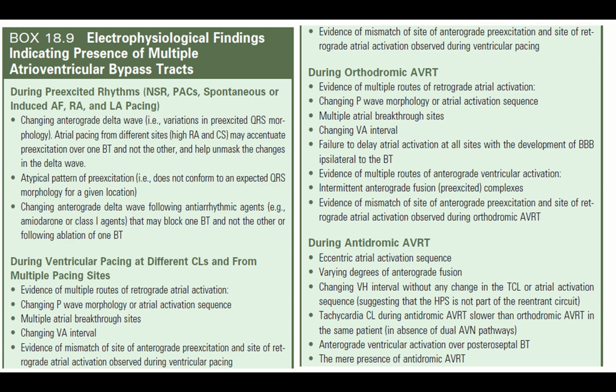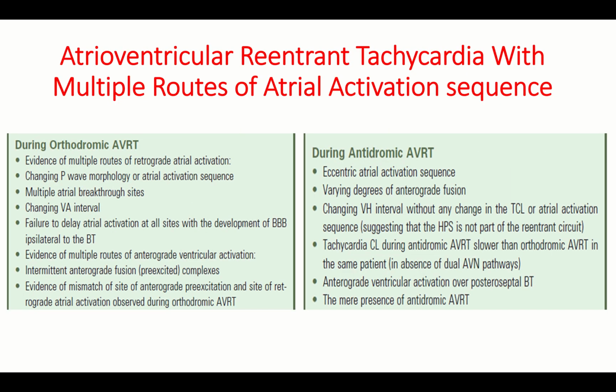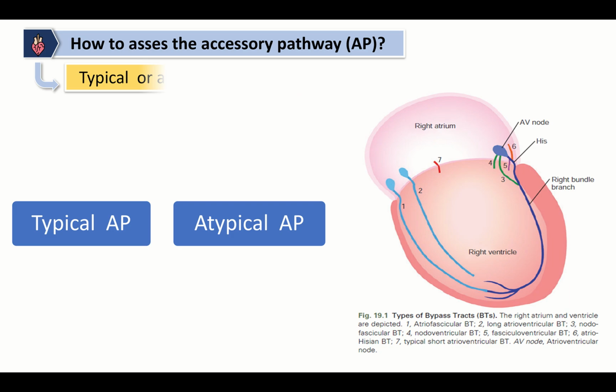And this is the illustration and the summary from Braunwald textbook to know all criteria to confirm multiple accessory pathway, especially during orthodromic and antidromic.